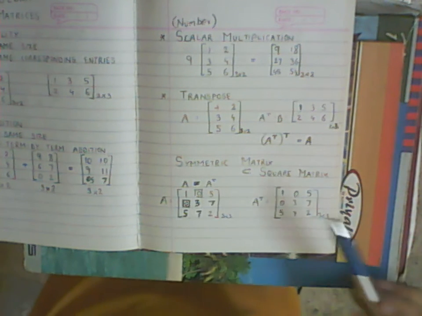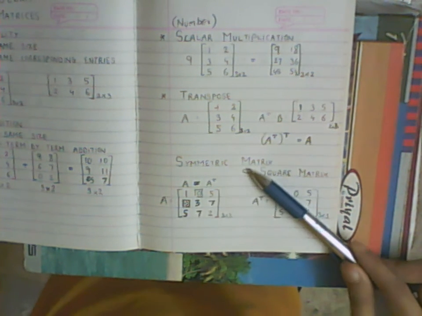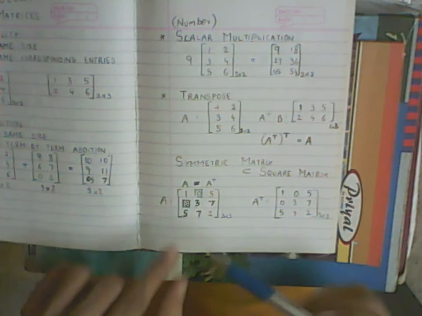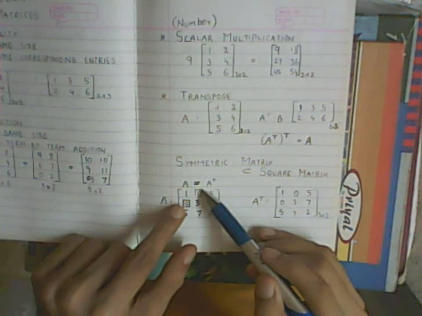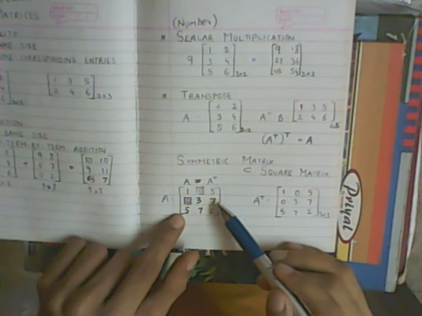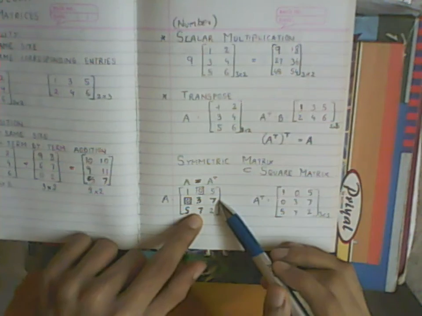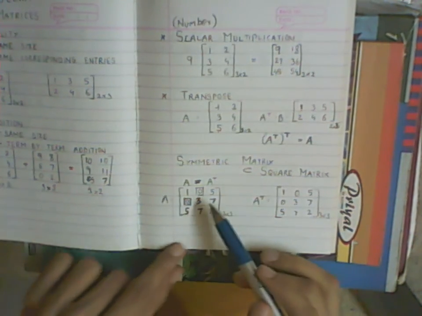A good way to check is that if you forget about the diagonal, the opposite entries should match. So 0 here, 0 here, 5 here, 5 here, 7 here, 7 here. If that is the case, then you can say that this matrix is a symmetric matrix.